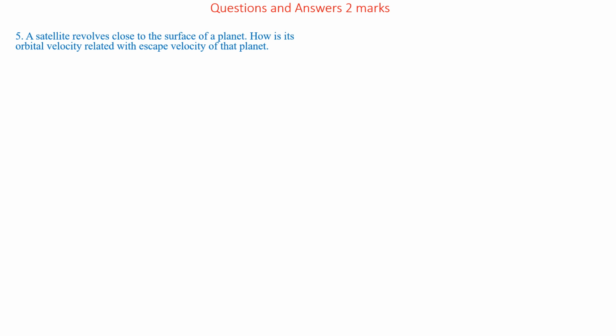Now, we have completed our theory part of gravitation. In this section, we will take up questions of 2 marks. In the previous video, that is in part 2, we had solved questions of 1 mark. Let us start. A satellite revolves close to the surface of a planet.